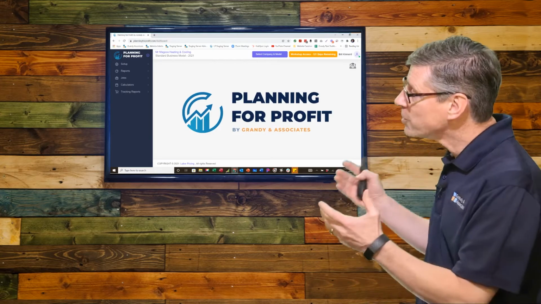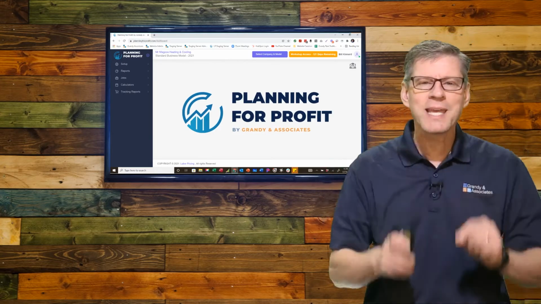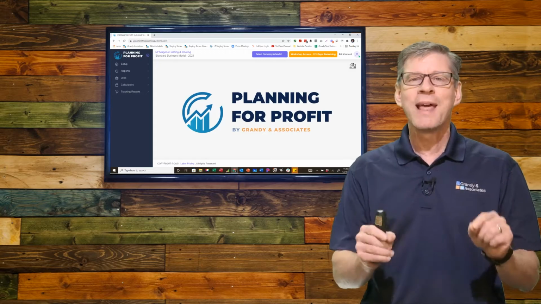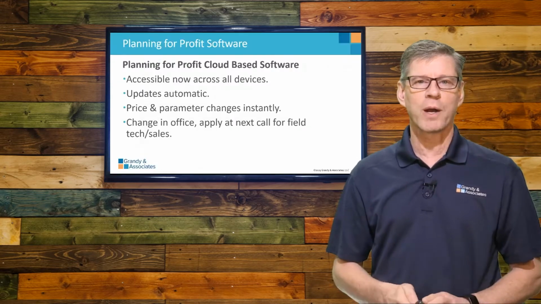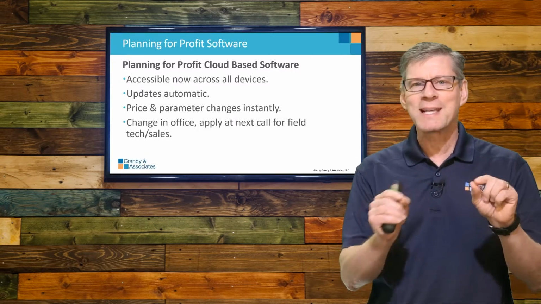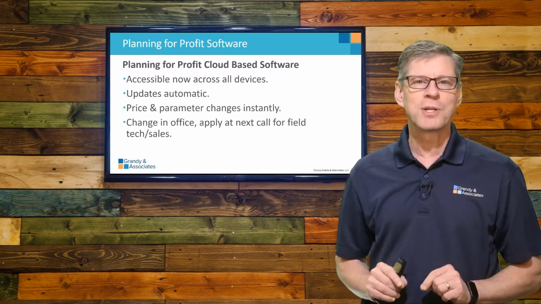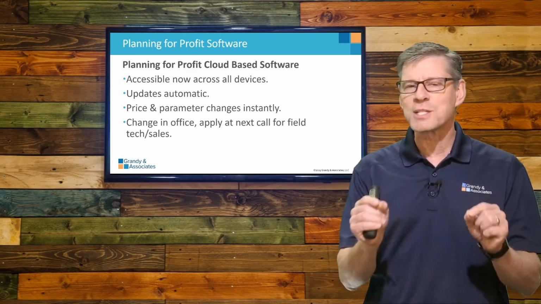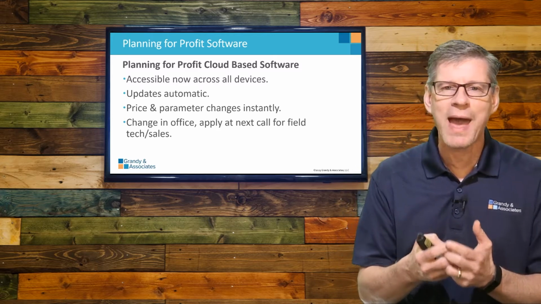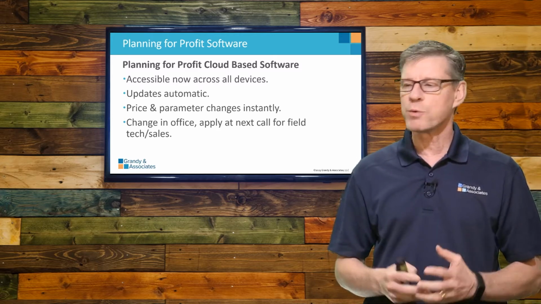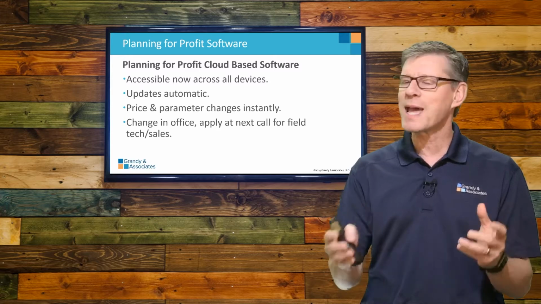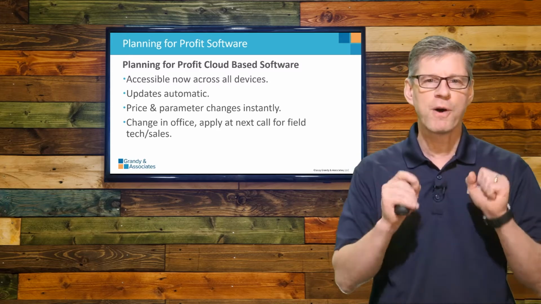We've got a fresh new look and feel, yet we maintain a lot of the familiarity that you already have with the current software. Planning for Profit has a number of new features, and the most important is it's now cloud-based. That now gives it accessibility on any device that you have that's connected to the internet. Whether it's a Mac, whether it's a PC, a tablet, heck, you can use your smartphone.